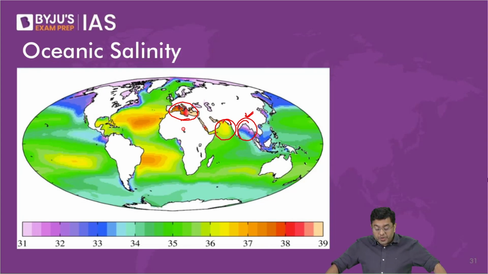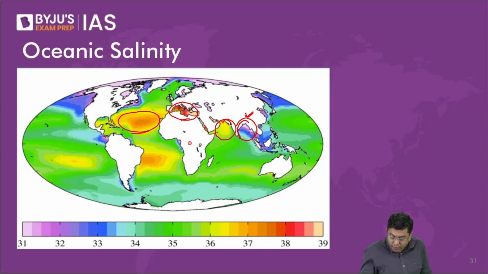Because the rate of evaporation is substantially high. Rate of evaporation is very high in a landlocked area, so temperature will be higher, so rate of evaporation is very high. Observe how in the northern tropics in general, the salinity level is significantly higher.